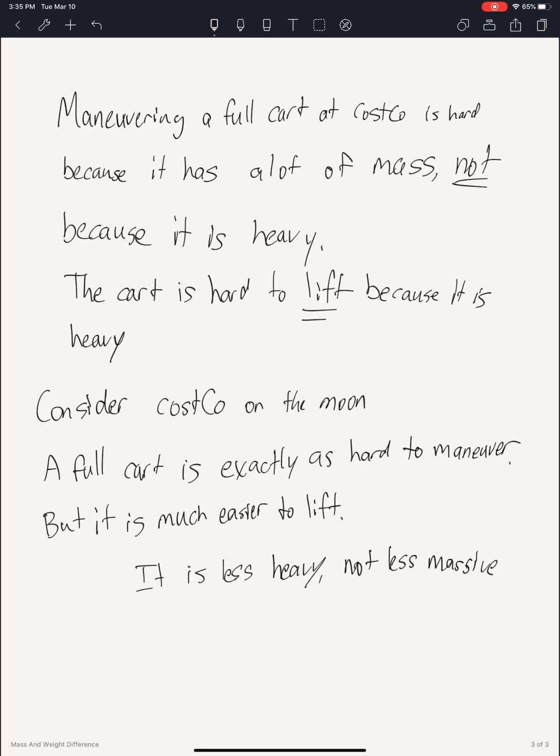A very large, massive rocket in deep space that has no weight whatsoever is just as hard to make move. It is just as hard to accelerate. Things don't become easier to push when they get lighter. They become easier to lift.